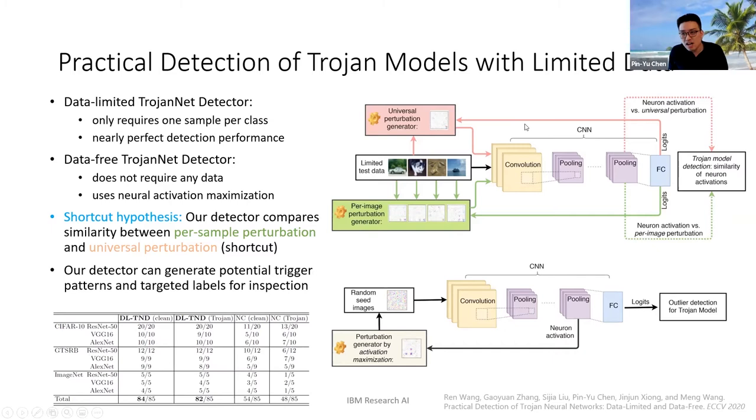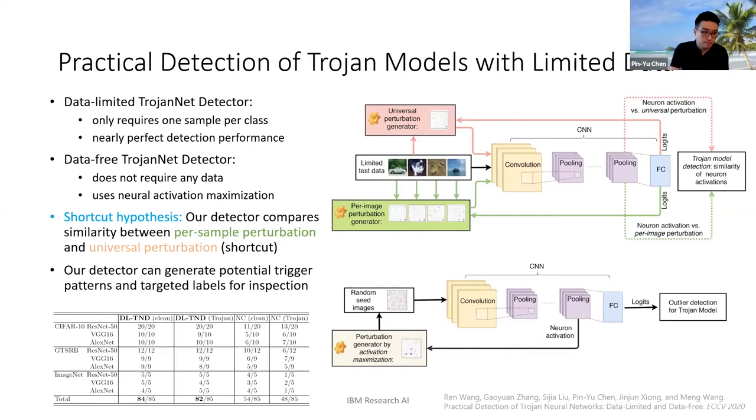And what we do is we now compare the activation patterns of the universal perturbation versus individual perturbations. So if there is a backdoor in the model, because of this shortcut, this per-sample perturbation will be more similar to the universal perturbation. And if it's a regular model, then they will be less similar. So we are basically using that similarity as a threshold to detect whether that given model has a backdoor or not. And for a data-free case, we can use the neural activation to study the similarity instead of requiring actual data. And with that, we can pretty much detect most of the poisoned models, and also not misclassify a non-backdoor model as a backdoor.